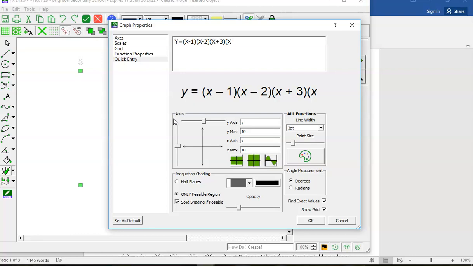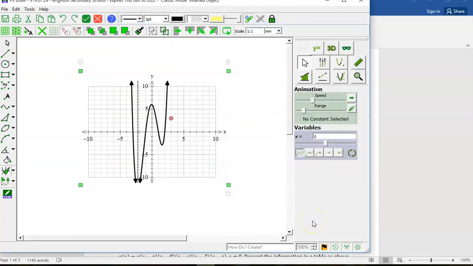Now, why am I doing such small numbers? Because if you have 5, 7, think about what your y-intercept is going to be. Because remember, your y-intercept comes by timesing all of these together. That becomes quite big. So I'm just keeping it small. Anyway, I say OK. And you can see that it pops up nice and simple.